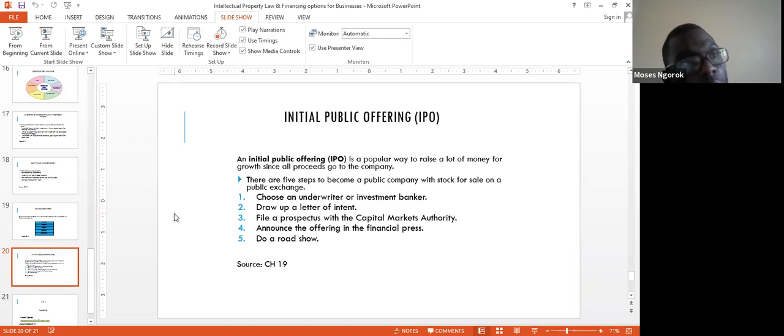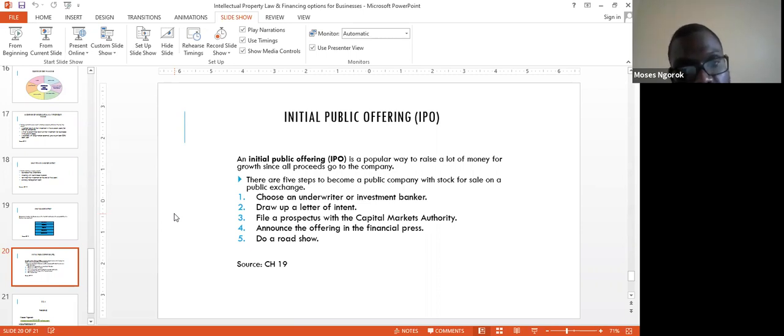So the investment banker will buy and remit money to the company, and the investment banker would then have the duty to sell those shares. If they fail to sell them, then they lose. But that's the business of investment banking and underwriting.